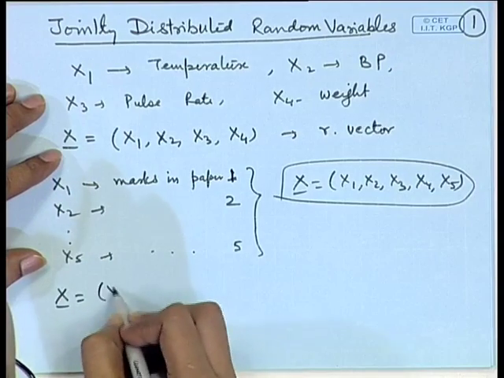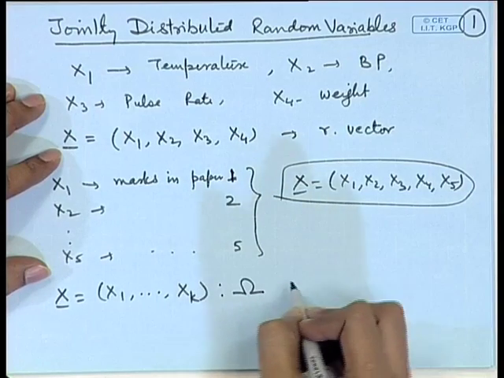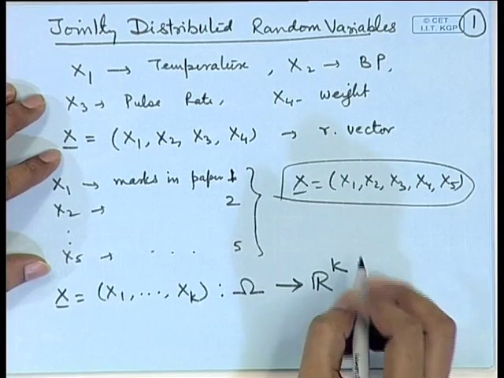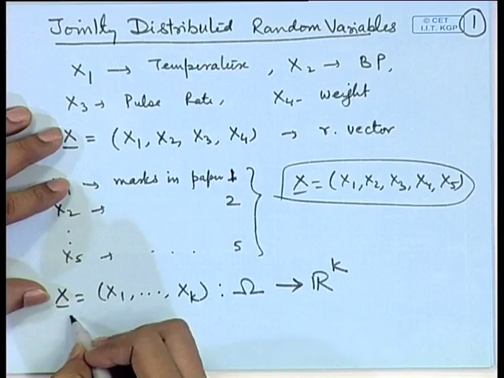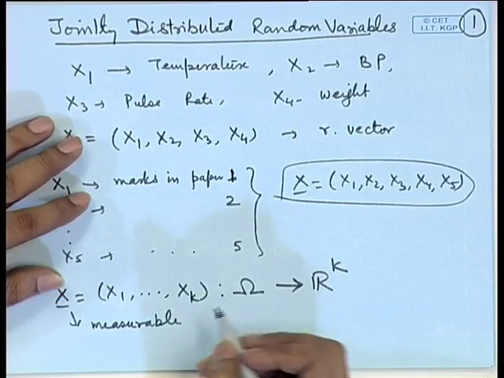So, in general, if I consider x as x1, x2, ..., xk, then this is a function from omega into the k-dimensional Euclidean space R^k. The random variable x was a measurable function from omega into R, that is, one-dimensional Euclidean space. So, a higher order random variable or a random vector is a measurable function from omega into R^k. We have to ensure x is measurable in order that the probability functions of x are well defined.